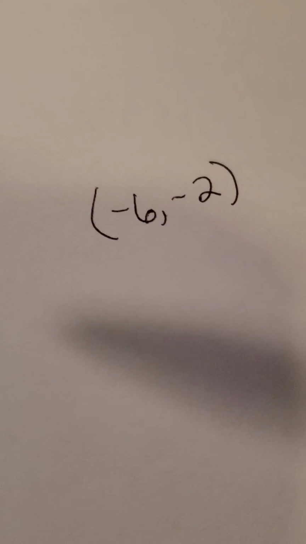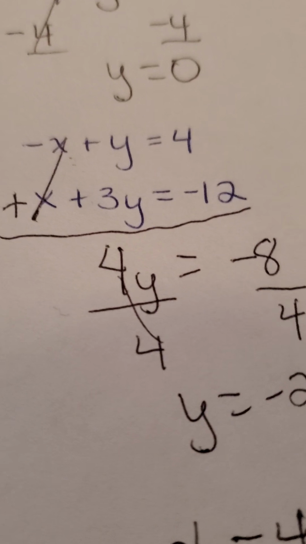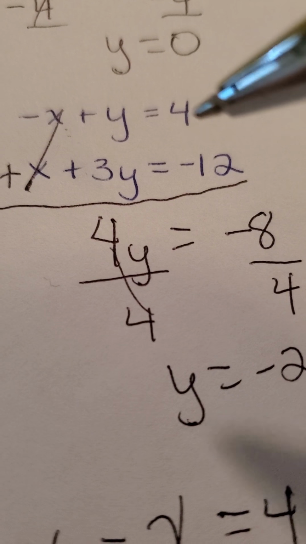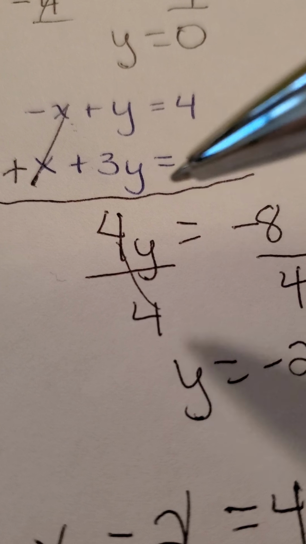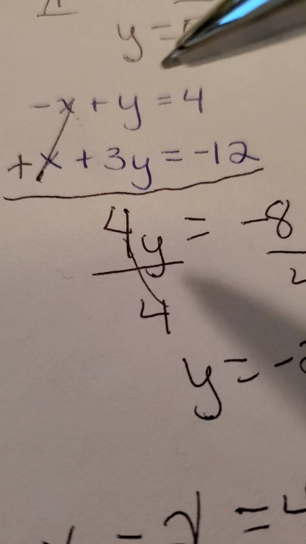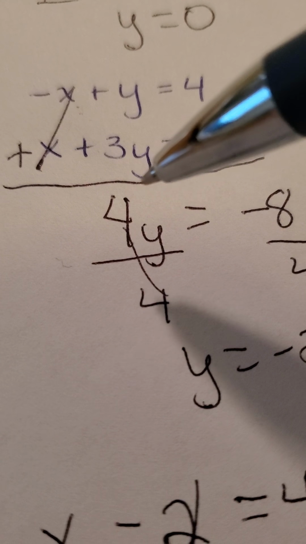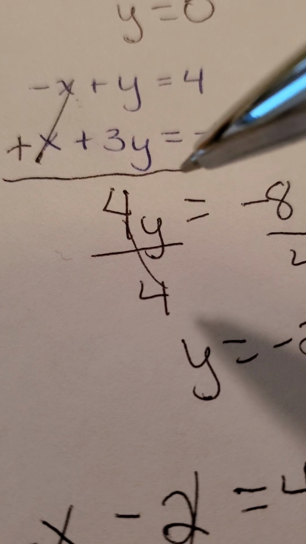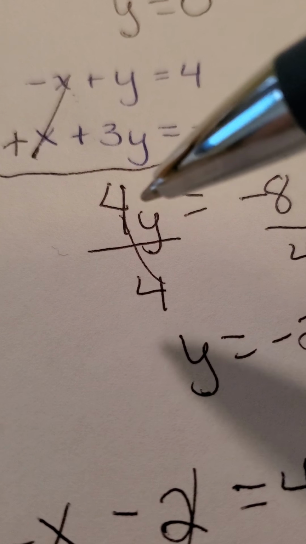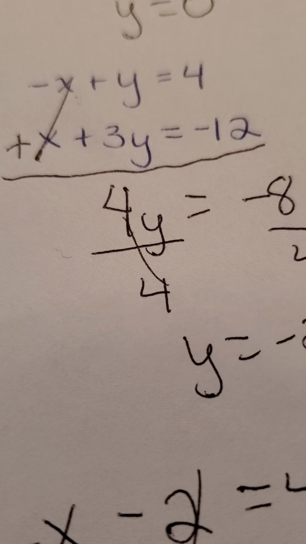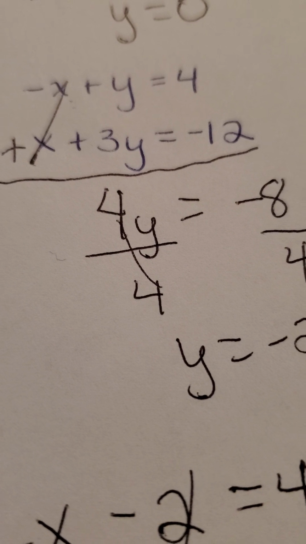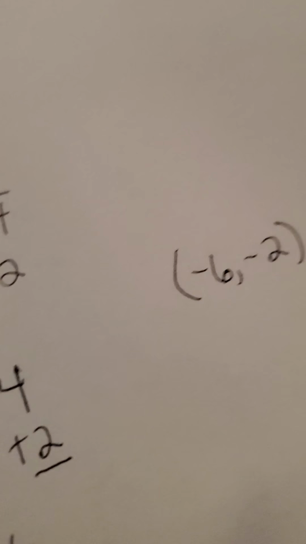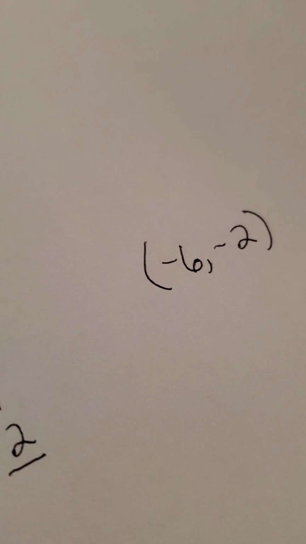And if I want to check, I can check in my original equations. So I can say negative 1 times a negative 6 is 6. 6 minus 2 is 4. That works. Negative 6 plus 3 times a negative 2 is a negative 6. So negative 6 plus a negative 6 equals negative 12. That works. So my solution to this system is negative 6, negative 2.